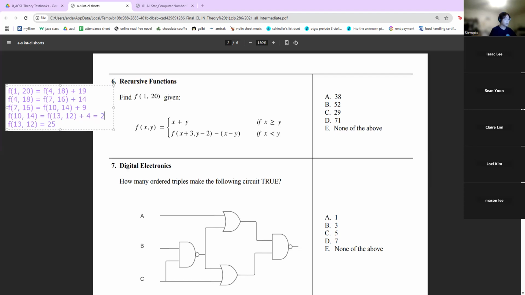When we plug it back in, this is going to give us 29. This is going to give us 38. This is going to give us, I don't know, 52, I think. And finally, 52 plus 19 is going to give us 71. The answer to this is going to be D.